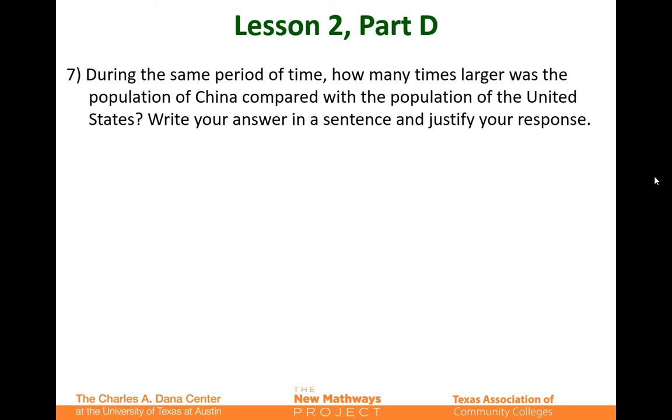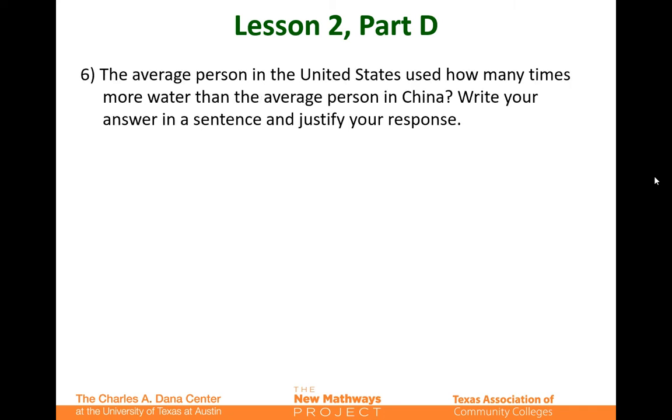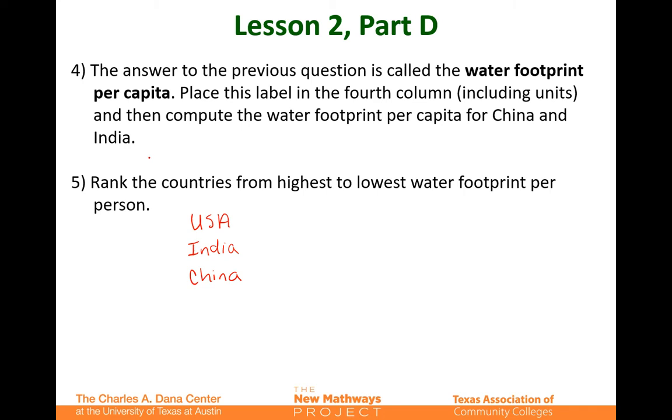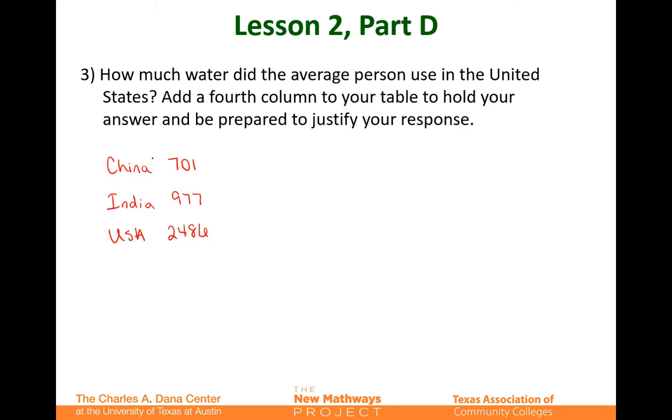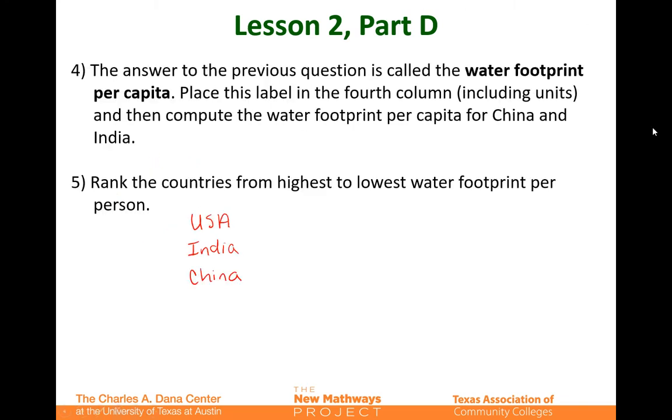During the same period of time, how many times larger was the population of China compared to the population of the United States? Let me compare. The average person in the United States used how many times more water than the average person in China? Okay, the average person in the United States, what did we write down? 2486. The average person in China only used 701. So let's compare that.